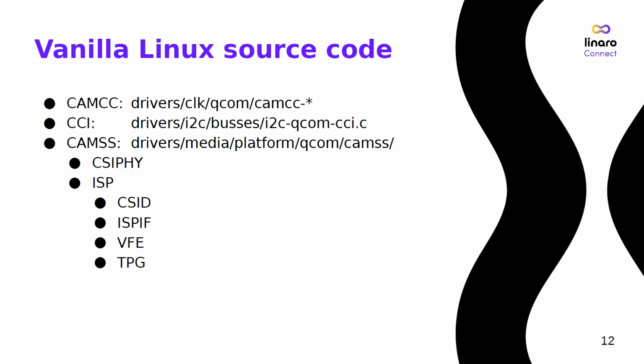It's not very interesting. About the vanilla Linux kernel, we do have these CAMSS components. They are located over here. CCI is a single driver. There are two versions of it. Old versions provide one interface per controller. New versions provide two interfaces per controller, and CAMSS is found over here. It has these components, CSI-FI and ISP.